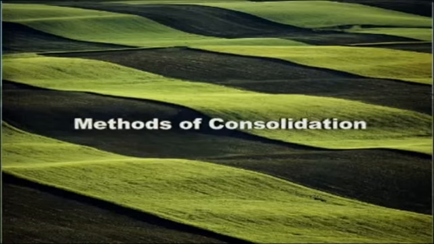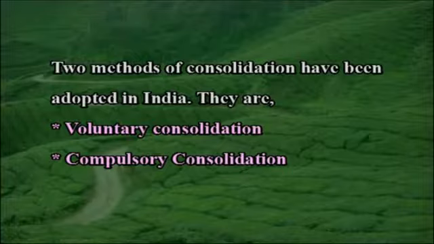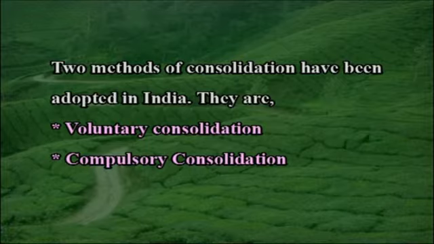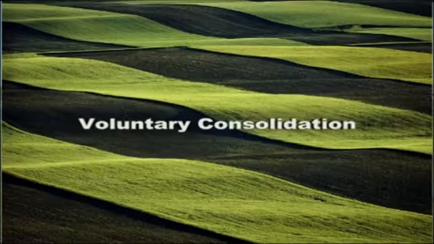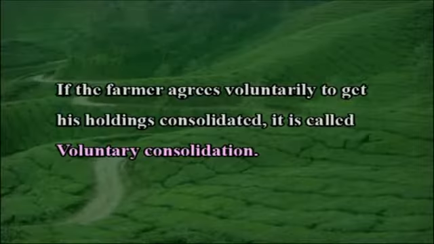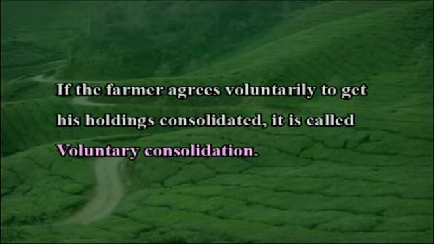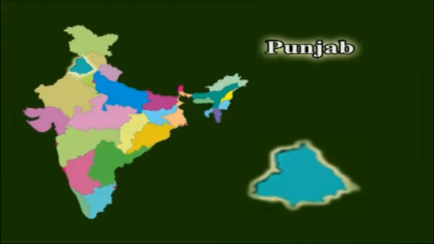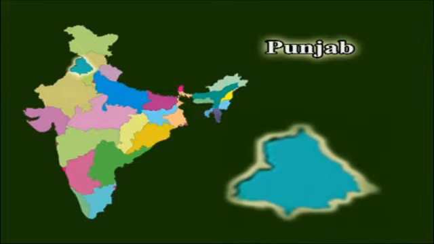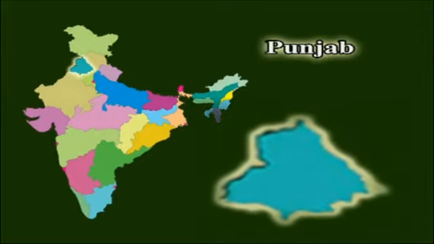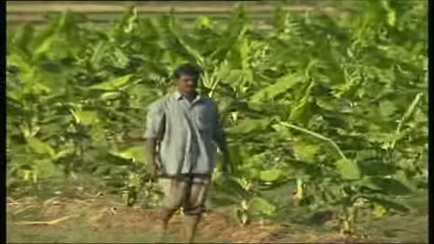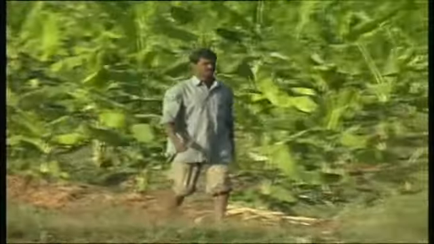Methods of consolidation. Two methods of consolidation have been adopted in India. They are voluntary consolidation and compulsory consolidation. Voluntary consolidation. If the farmer agrees voluntarily to get his holdings consolidated, it is called voluntary consolidation. The process of voluntary consolidation in India was first initiated in 1921 in Punjab. It is found to be the best method as no pressure is exerted on anybody.